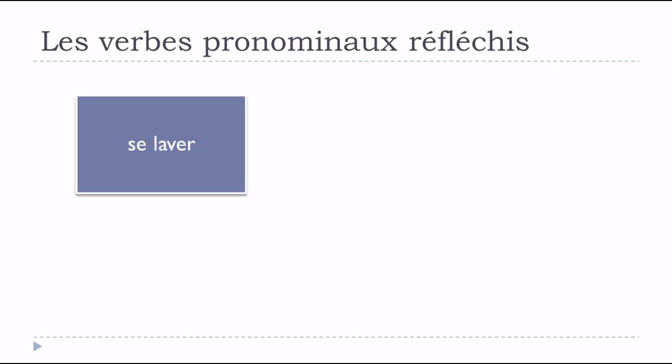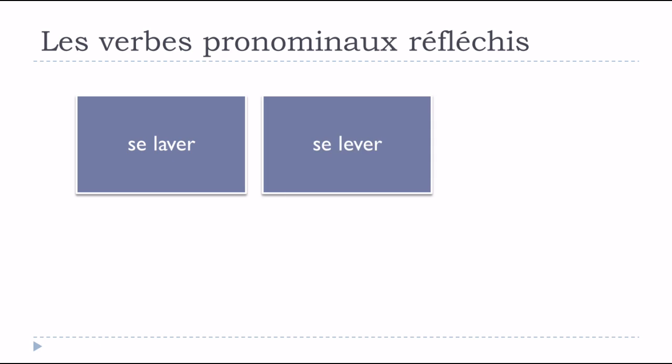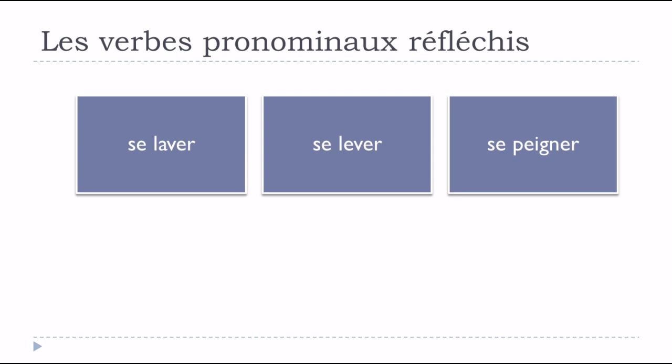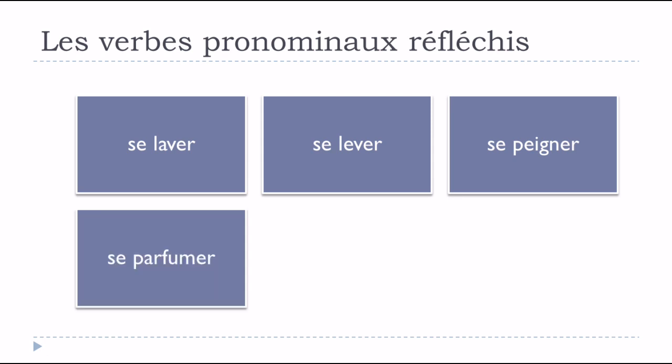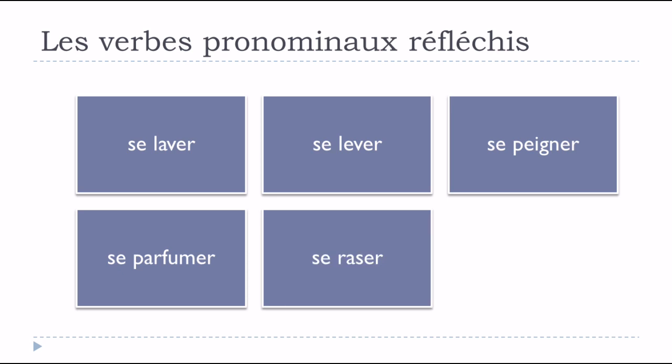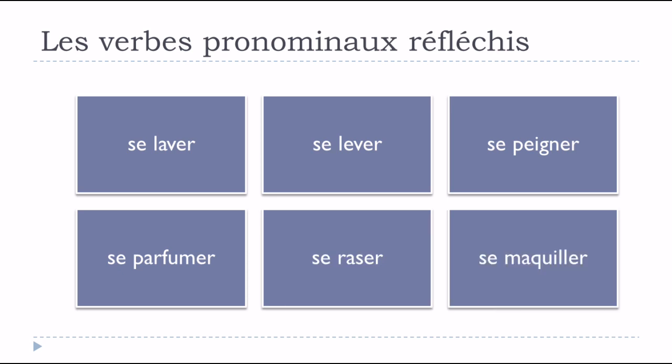The first one, se laver, se lever, se peigner, se parfumer, se raser, se maquiller. Okay, so all these verbs are in the category of les verbes pronominaux réfléchis. So let's see now what they mean, and now it will probably be more clear for you.